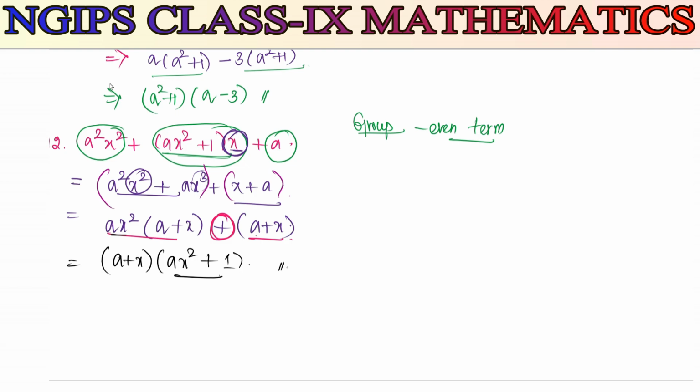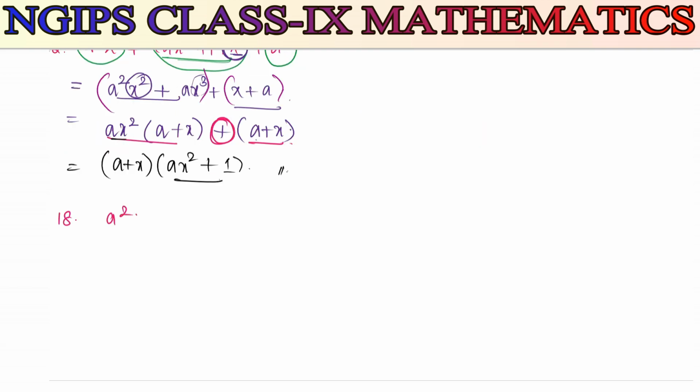Okay, now we'll move to 18th one. We have here a square plus 4b square minus 3a plus 6b minus 4ab. Now here we have to group the terms. First you have to check whether you have odd terms or even terms. So 1 term, 2 term, here it is 3, 4 and 5. So you have 5 terms, right? So when you have 5 terms, you have to make it as even terms when you are grouping.